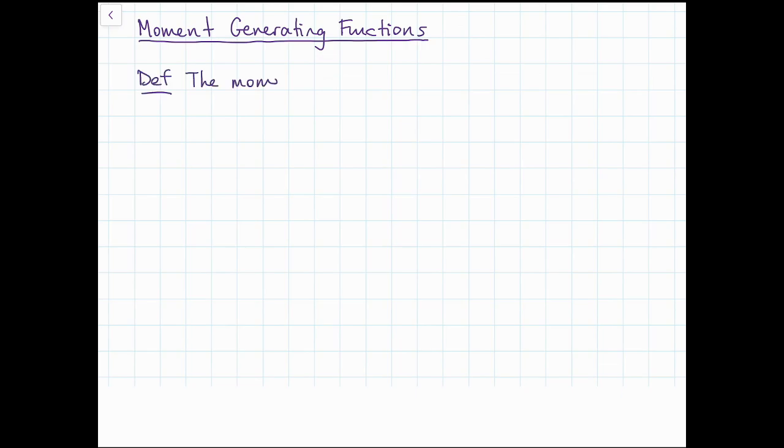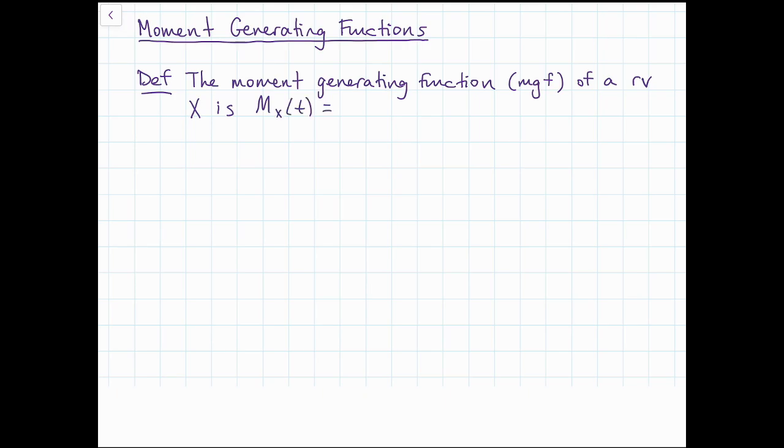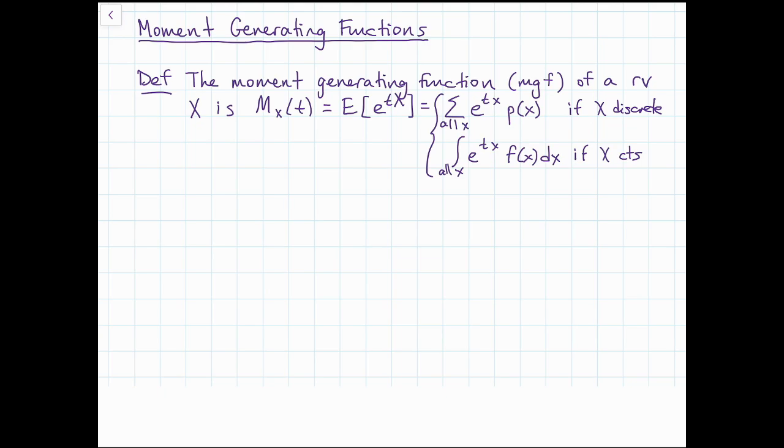So we define the moment generating function of a random variable X, or MGF for short, as M_X of t, and it's just the expected value of e to the power of tX. So depending on whether this is a discrete or a continuous random variable, it's either the sum of e to the tx p(x) or the integral of e to the tx f(x) dx. So always integrated or summed over all values of x.